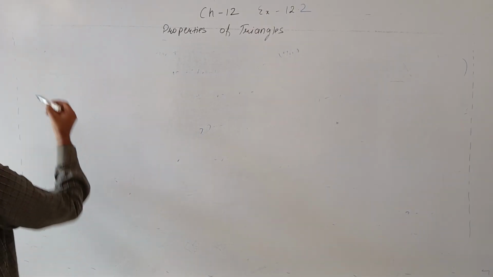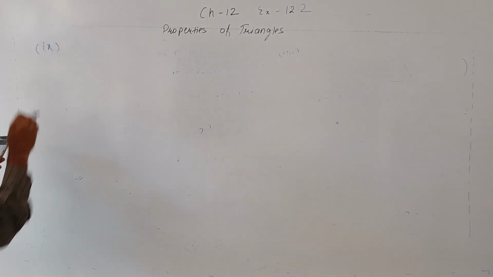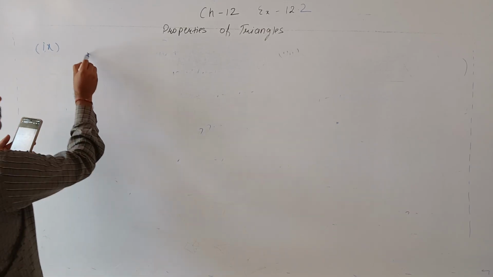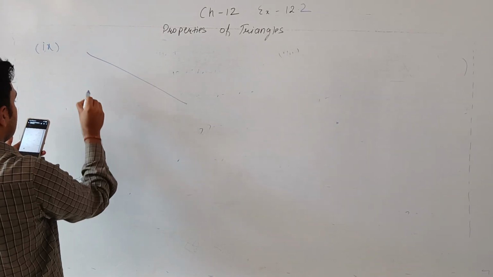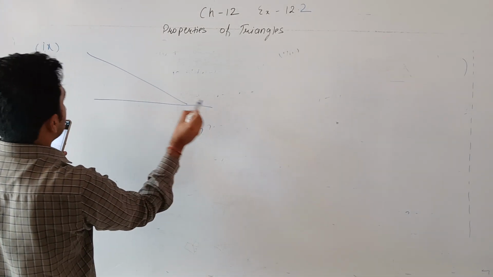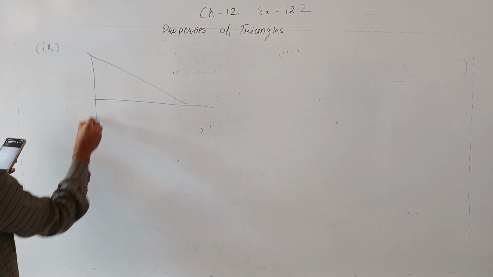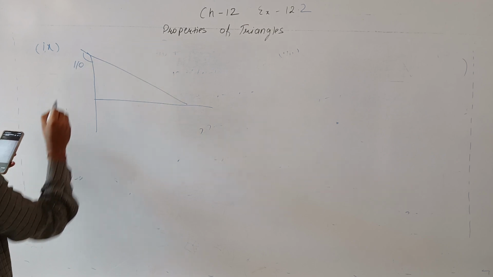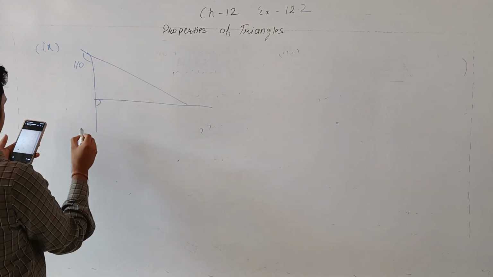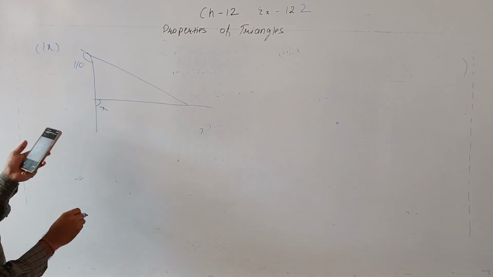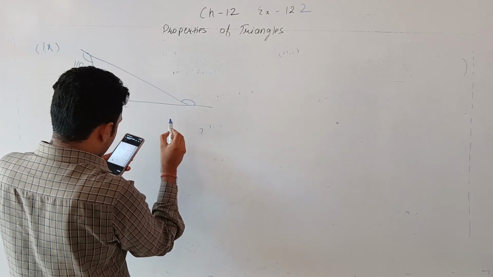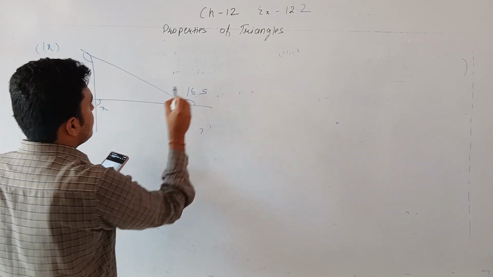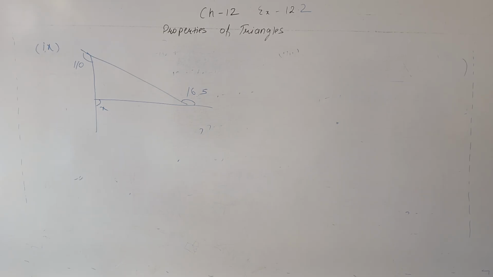So question number 9, we have a triangle like this. The exterior angle is given as 110, this angle is angle X, and this angle is 165. We have to find angle X.